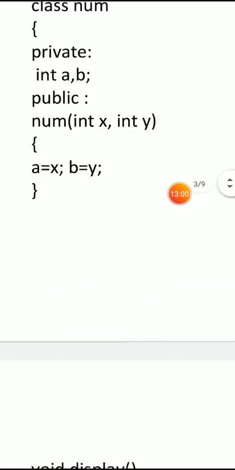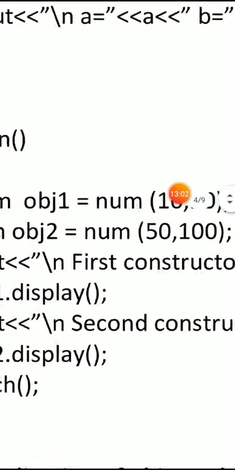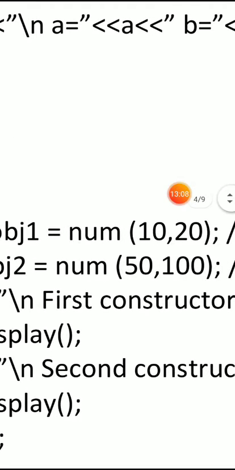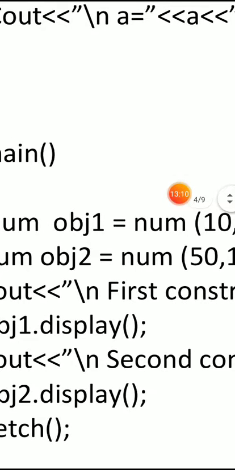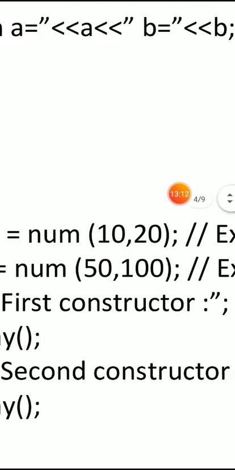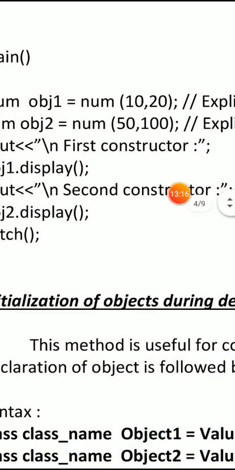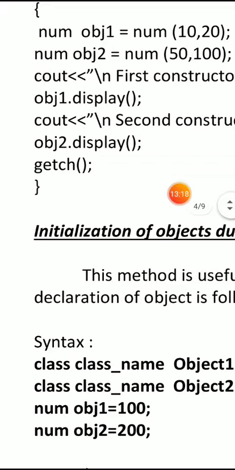In the above example, the only changes are here. Instead of creating num obj1 equal to num 10 comma 20, we write num obj1 equal to num 10 comma 20, num obj2 equal to num 50 comma 100. So this is the explicit method of calling a constructor. I hope this concept is also clear.